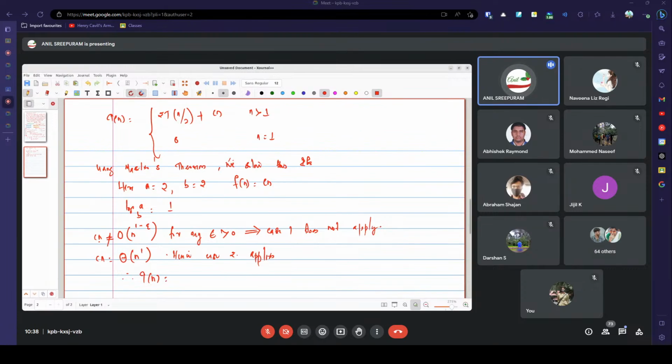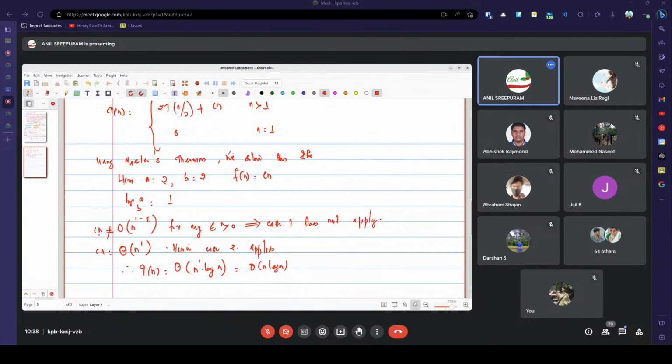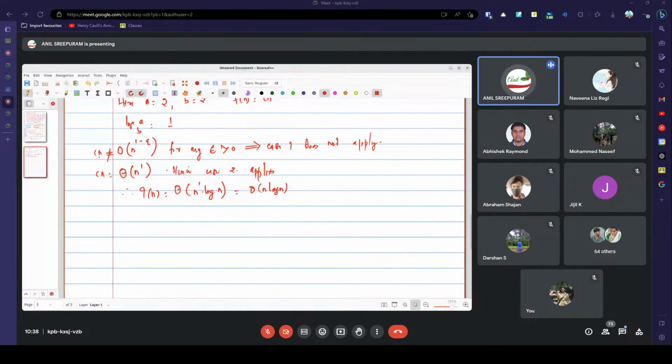Therefore our T(n) is equal to theta of n power log a to the base b times log n, that is n power 1 into log n. That's equal to theta of n log n. The same result you will get in another way also. I'll solve it using the iterative method.